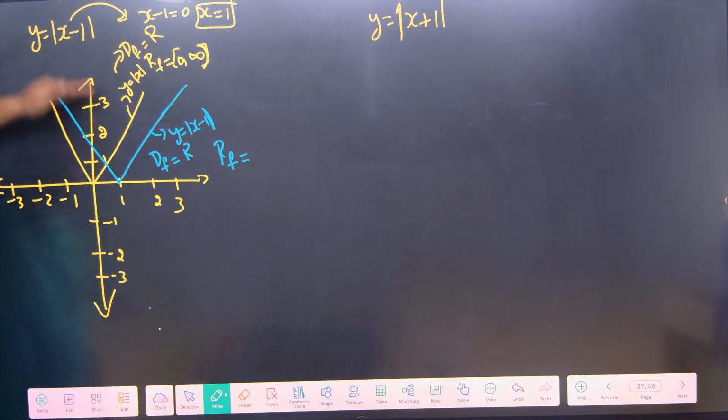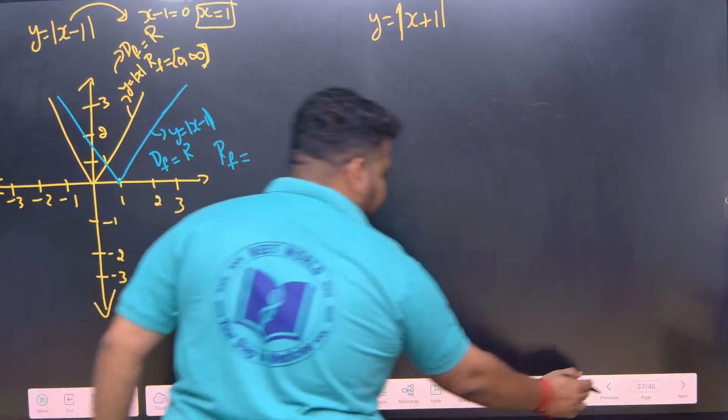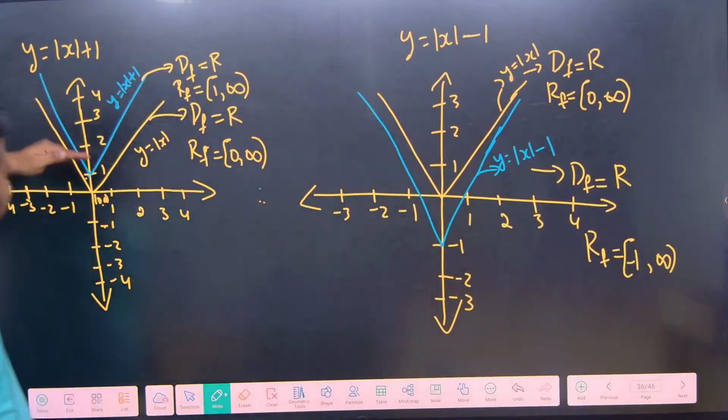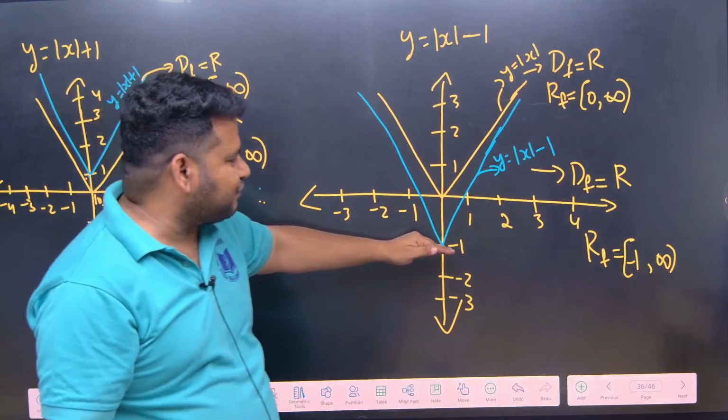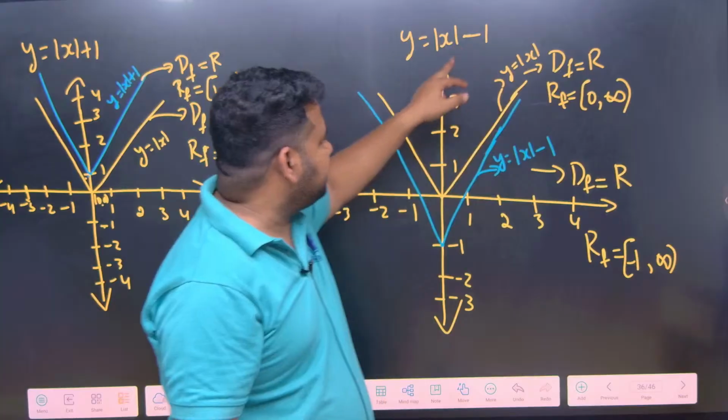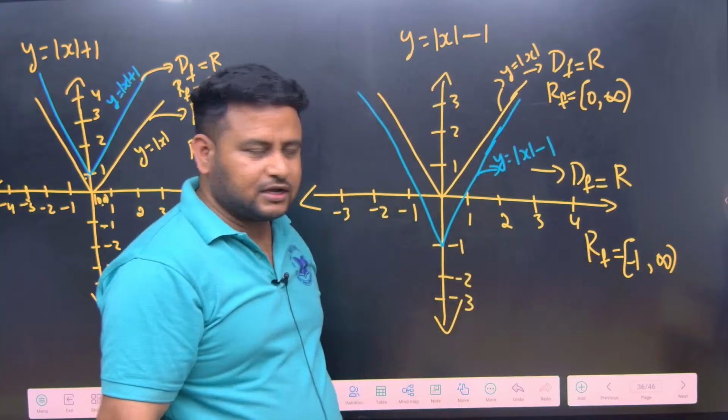See here, when you talk about the range, you have to look at the height. Here the height is starting from 0. Yes or no? Whereas in the earlier case, the height is starting from -1. That is why we took -1 to infinity.